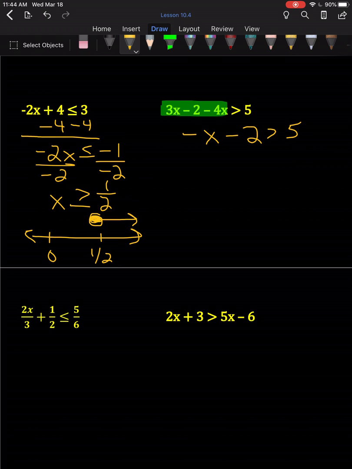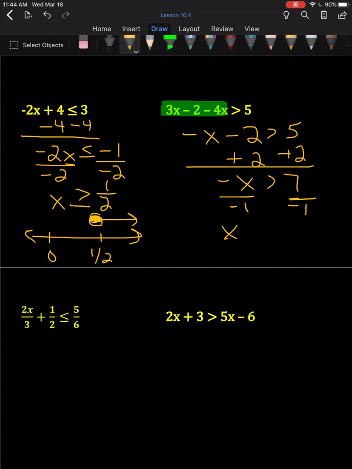This is now a two-stepper. We will add 2 to both sides, so we get negative x is greater than 7. I can't have negative x, so I'm going to divide both sides by negative 1. Because I divided by a negative, x is now less than, remember that flips when you divide by a negative, negative 7.